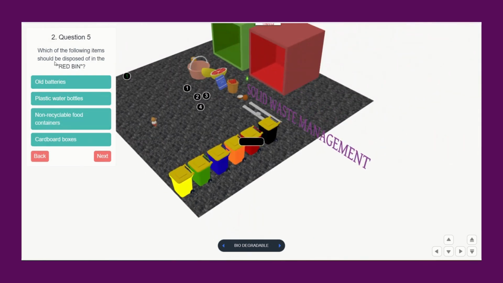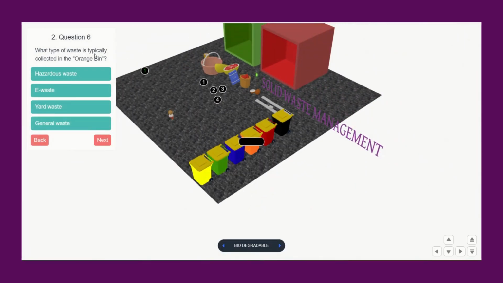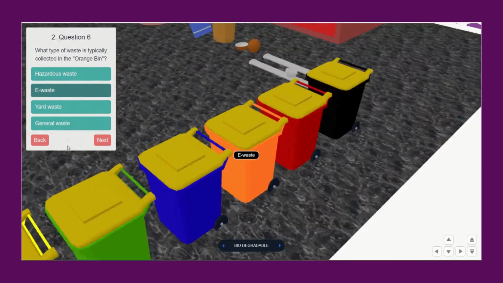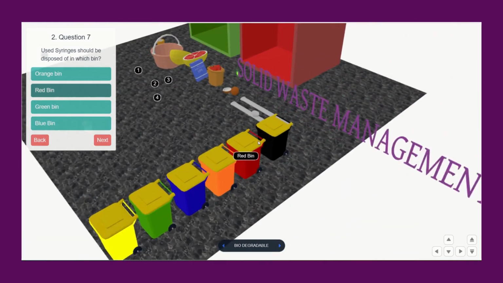Which of the following items should be disposed of in the red bin? For the red bin it is non-recyclable food containers. Old batteries, it is yellow. Plastic water bottles, blue bin. Cardboard boxes, again blue bin. So non-recyclable food containers should be disposed of in the red bin. What type of waste is typically collected in the orange bin? In the orange bin, we collect e-waste. Used syringes should be disposed of in which bin? Red bin. Medical waste.